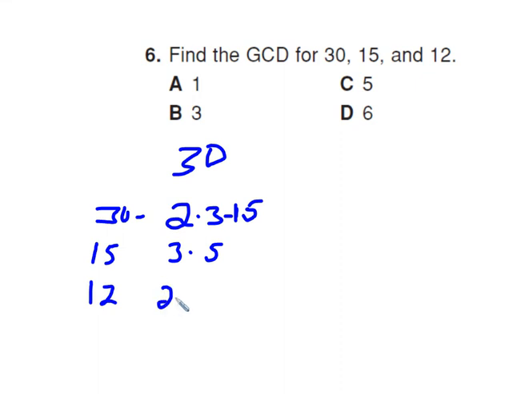So what's the greatest common divisor? Is there a 2 in every number? Nope. Is there a 3 in every number? Yep. There's 1 here, 1 here, and 1 here. Is there a 15? Nope. So there's just a 3. We don't have to multiply it against anything. The greatest common divisor is 3.